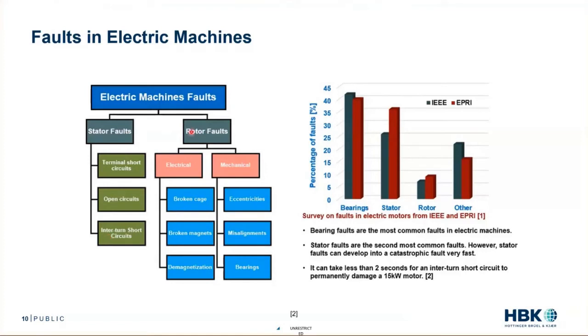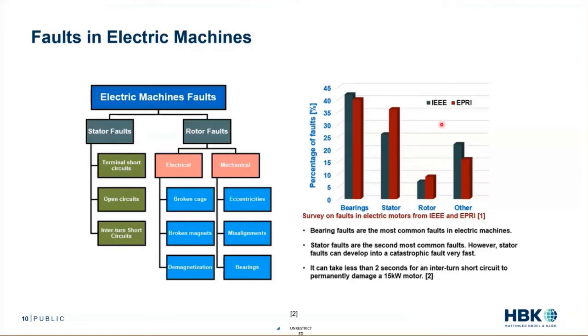On the rotor side, we have electrical failures and mechanical failures. The electrical failures are going to be broken cage if you're working with an induction machine, broken magnets. This is often on insertion, or if the machine is feeling a really rough profile, or demagnetization. On the mechanical side, we have eccentricities, which is the rotor becoming uneven, misalignments, and bearings.